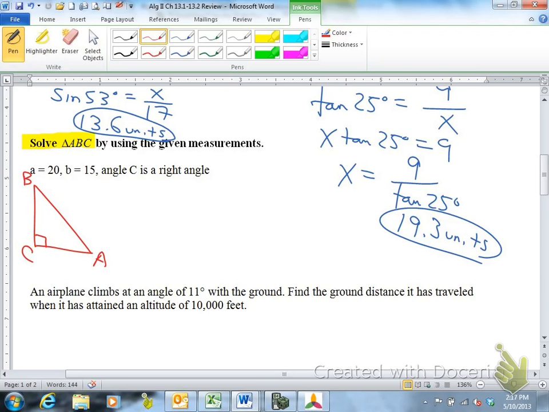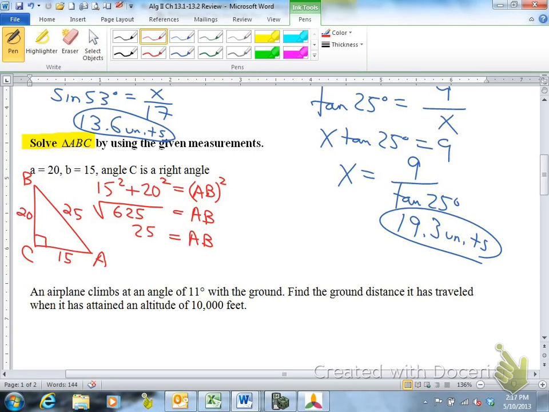Little a, lowercase a, is across from uppercase A. And then lowercase b is across from angle B. And we need to find this side, segment AB. So that's Pythagorean theorem, 15 squared plus 20 squared equals AB squared. And when you solve that, you would get the square root of 625. So AB is 25.